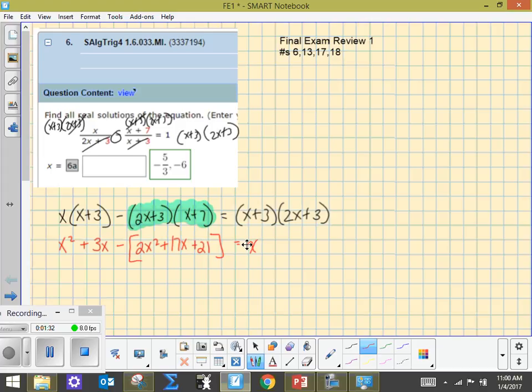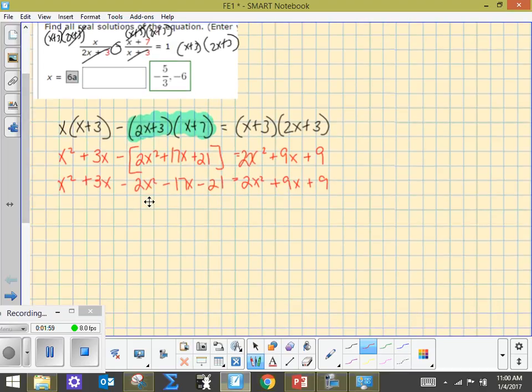Equals over here 2x squared, 6x and 3x gives me 9x, and then plus 9. So here's where the minus sign really comes into play: it's going to be distributed to the 2x squared, the 17x, and the 21. A lot of people just want to distribute that to the 2x squared and then be done with it, and that messes everything up. Combining like terms on the left-hand side, I get negative x squared, negative 14x minus 21, 2x squared plus 9x plus 9 on the right.